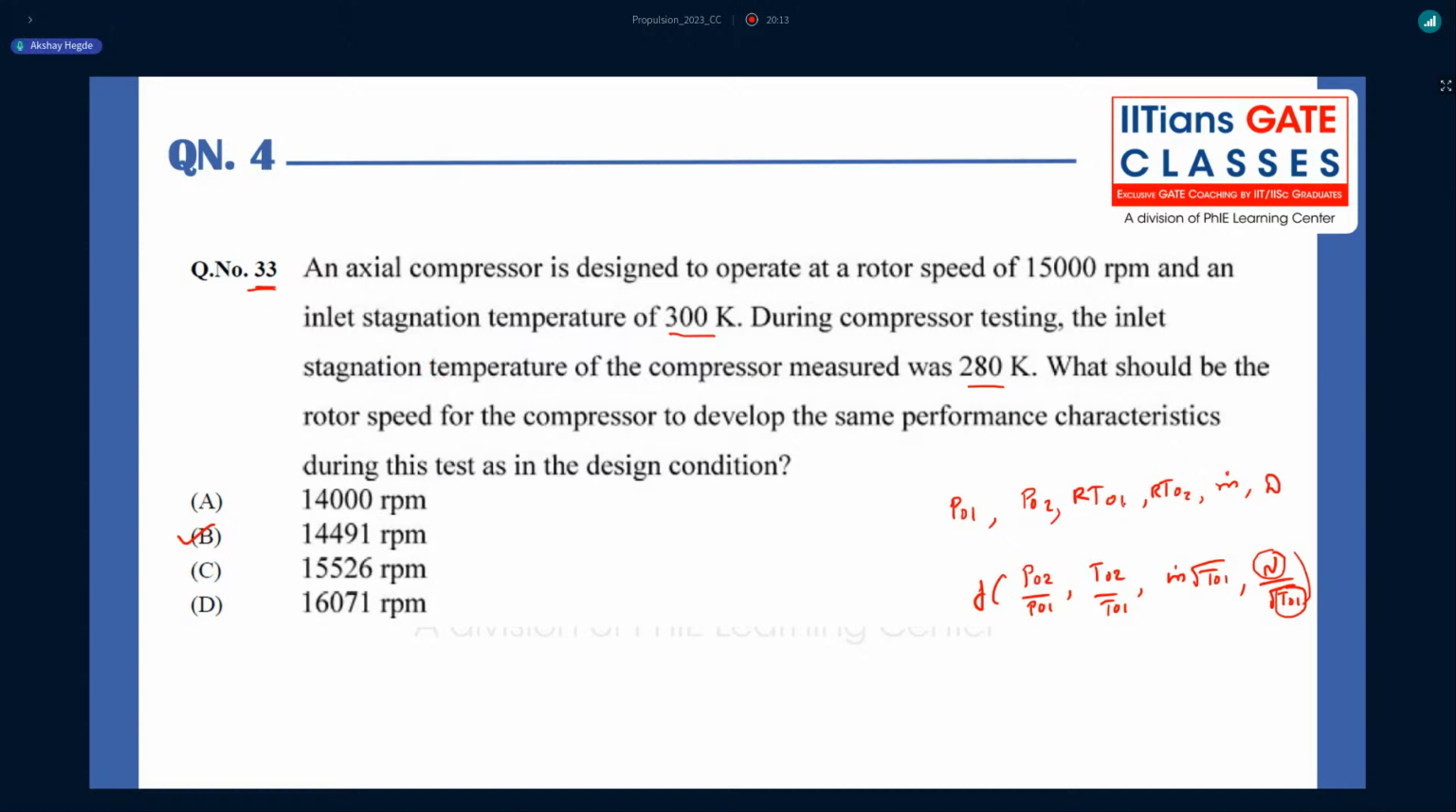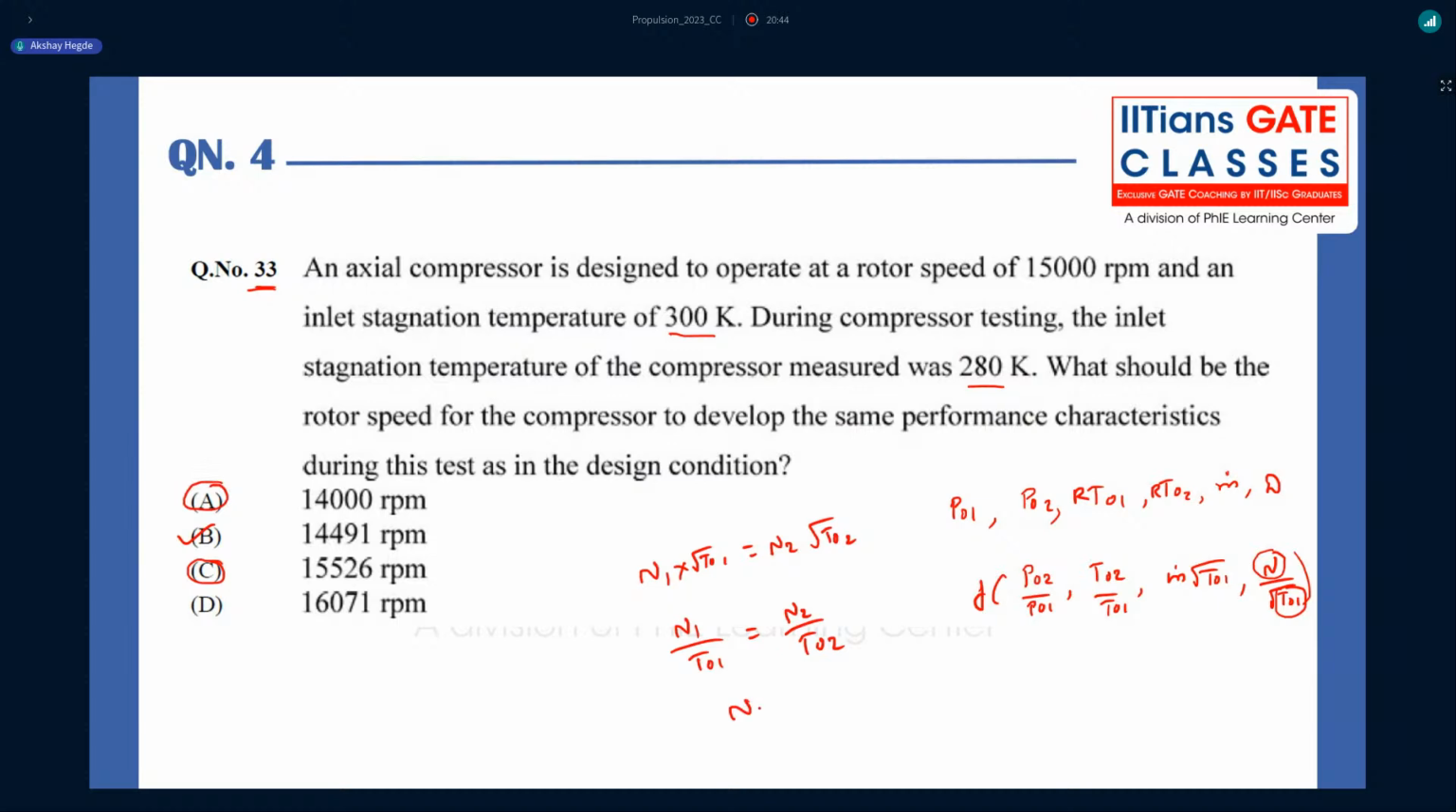So if you just take a guess, what if I do this: N1 into root T01 is equal to N2 into root T02, and calculate N2. What are you going to end up with? You will end up with an answer that is 15,526. That is again a wrong answer. If in case you do it like this, T01 is equal to N2 divided by T02, again you are going to end up with an answer that is option A, which is again wrong.